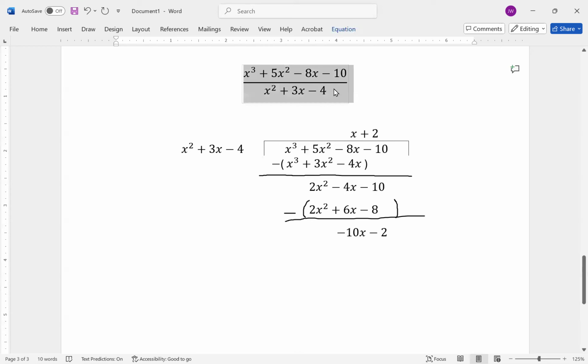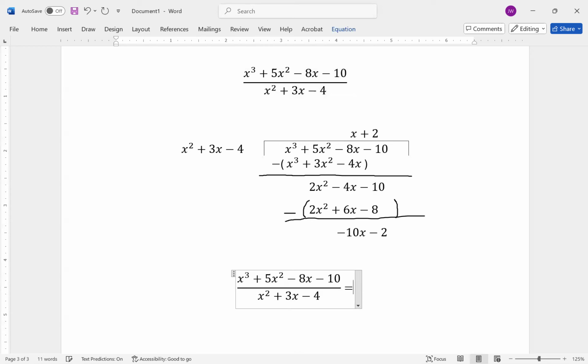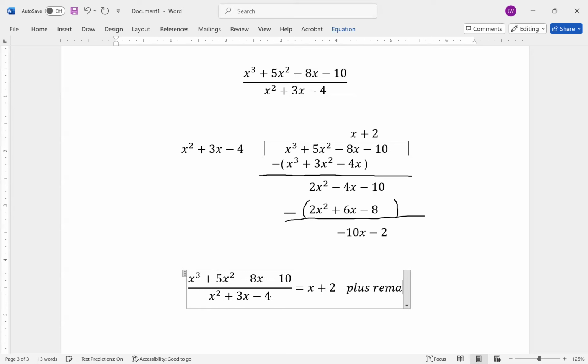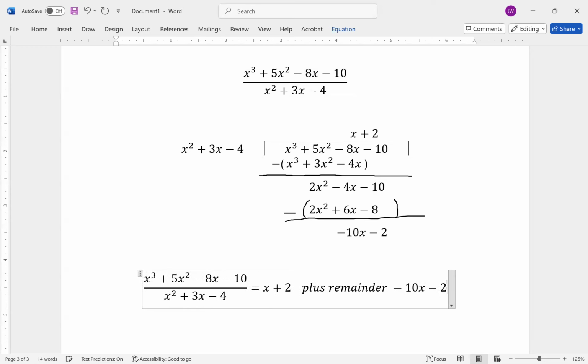And this tells me that when we do the division, we are going to get x plus 2. And there's a couple of ways you can write this. You can say plus remainder of negative 10x minus 2.